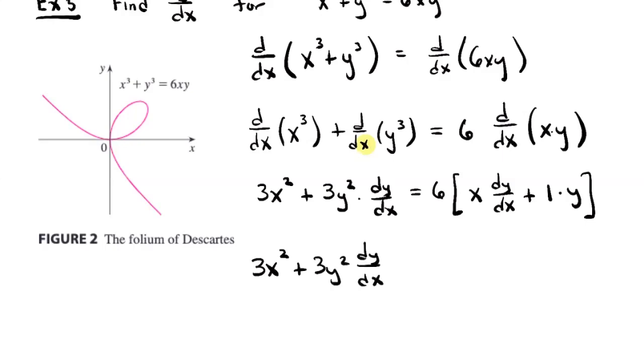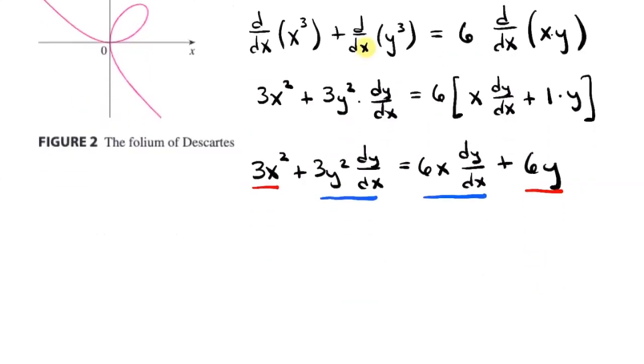On the other side, I'm just going to distribute my 6. So I get 6x dy/dx plus 6 times y. This will always be the case, even though these things might look a little bit busy: when you're done differentiating, some of your terms don't have a dy/dx in them, and some of your terms do. Terms, remember, are separated by pluses and minuses. So you bring the dy/dx terms to one side and the non-dy/dx terms to the other. That's how you're going to organize this algebra.